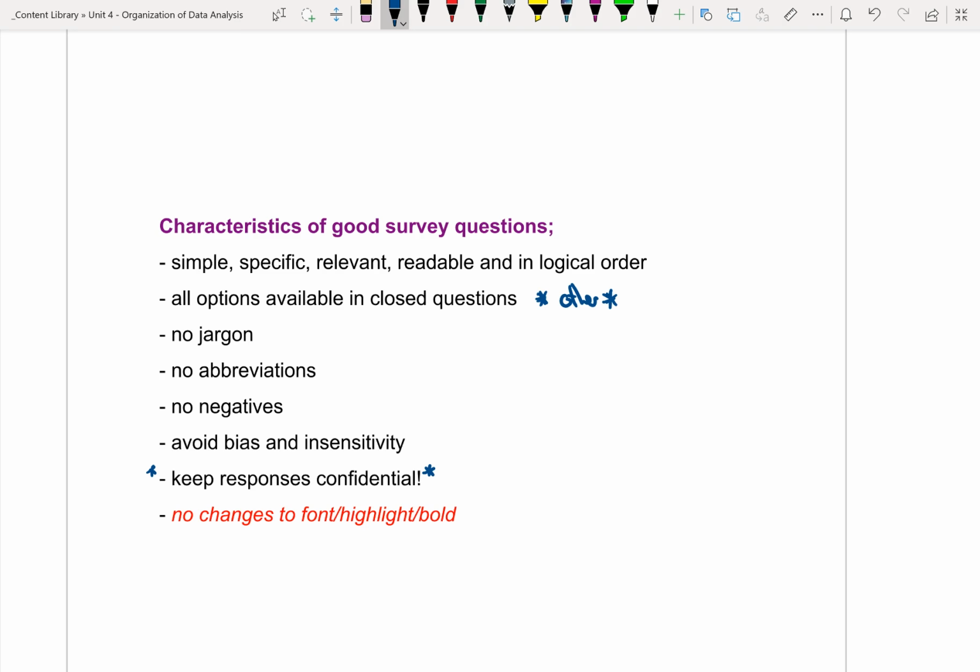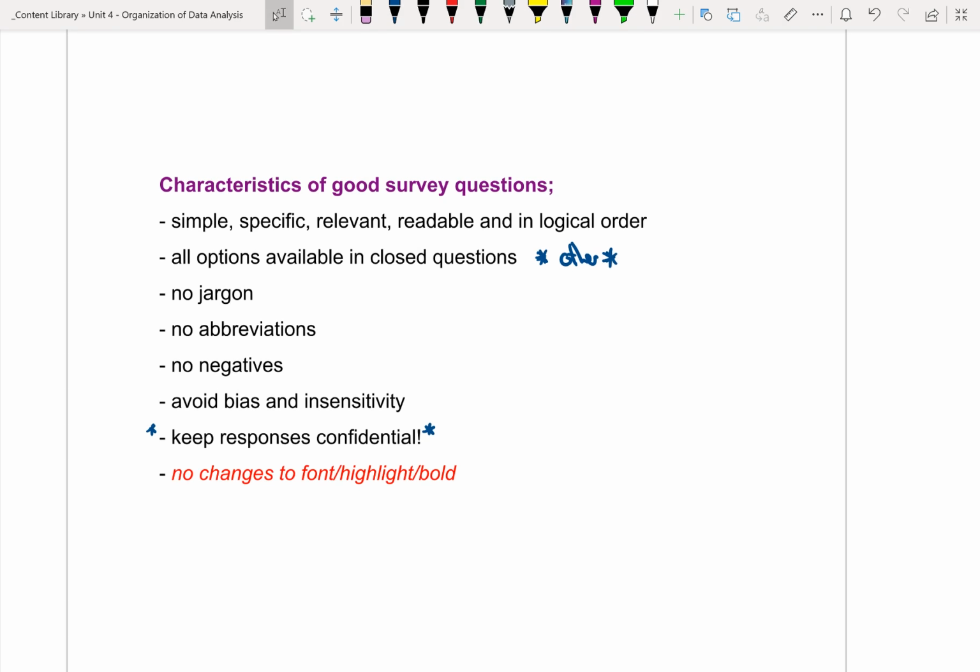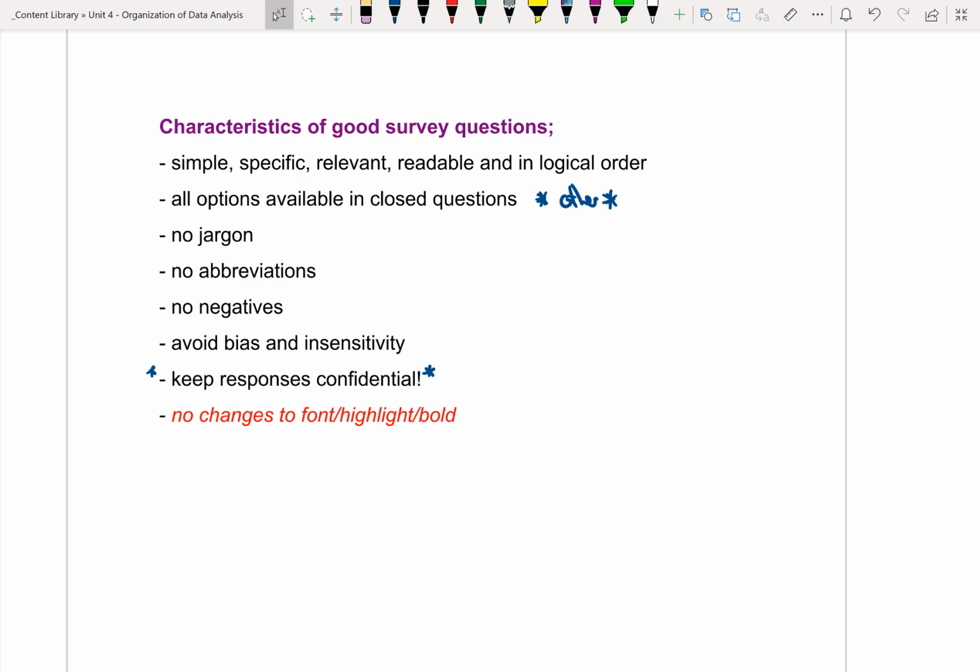And no changes to font, highlight, or bold. You want to keep it neutral. You don't want to draw people's attention to a specific spot in the question or a specific word, because again, that can cause questions of validity.